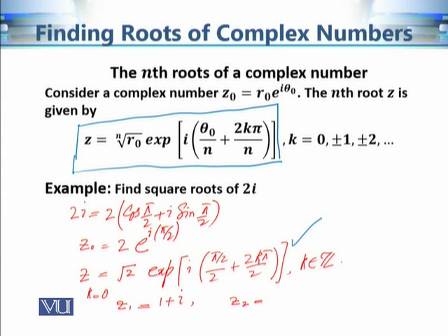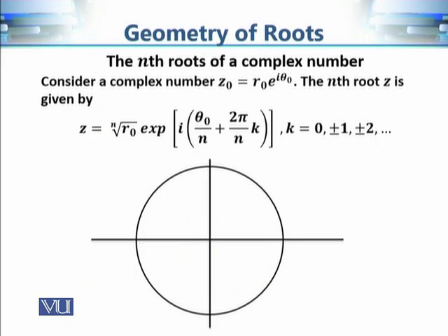Okay, now if I take other values of k, so for example if I take k is equal to 3, 4, 5 and so on, then we will observe that we are going to get the same roots again and again. So the only two unique values are z1 is equal to 1 plus iota and z2 is equal to -1 minus iota. Now let's explore further about the geometry of these roots, and of course this will help us in finding the conditions on k.